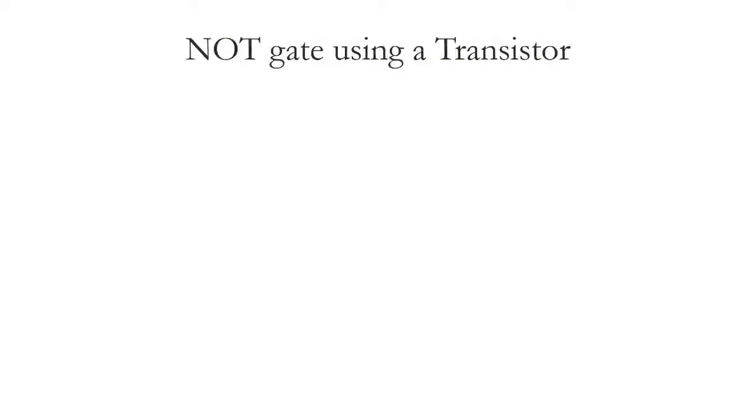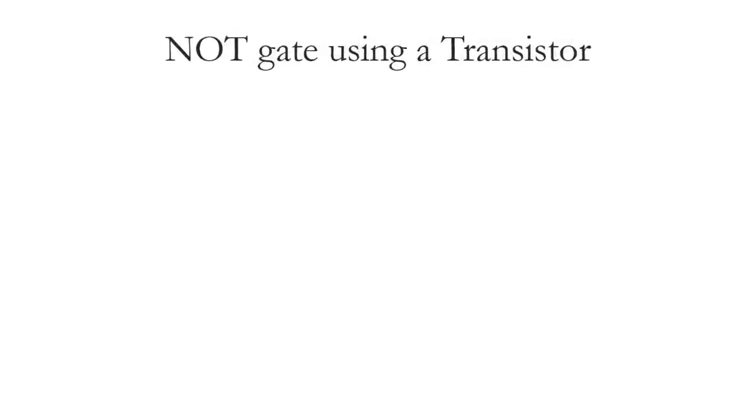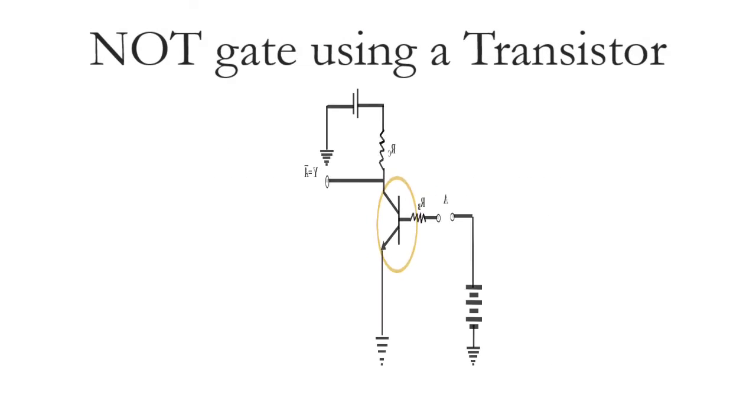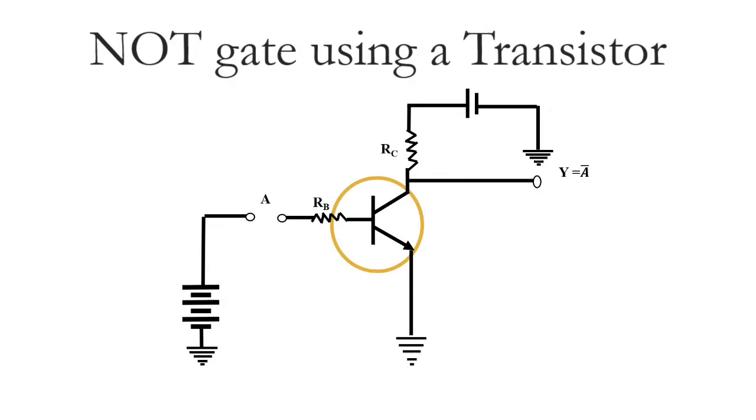NOT gate can be realized by an NPN transistor. We choose RB and RC such that when 5 volt is applied to A, the transistor will be fully turned on, drawing maximum collector current. Hence, whole of the VCC equal to 5 volt will drop across RC so that Y will have 0 volt or low voltage corresponding to 0 state.